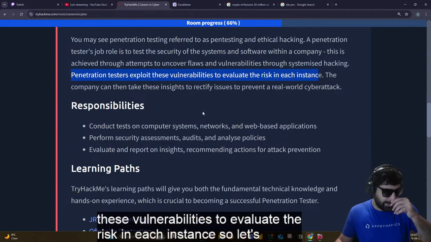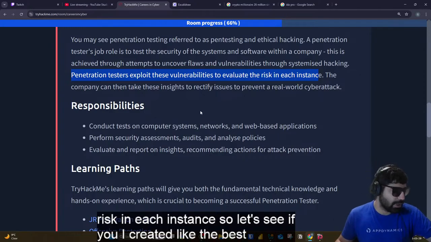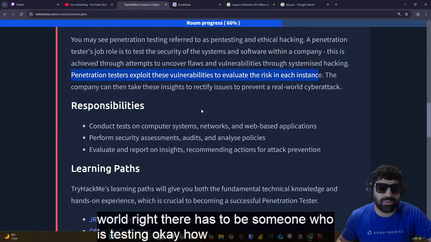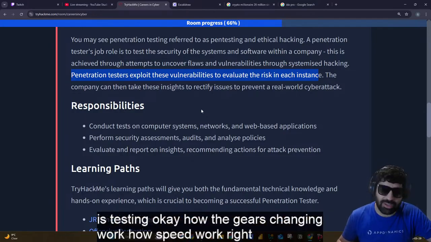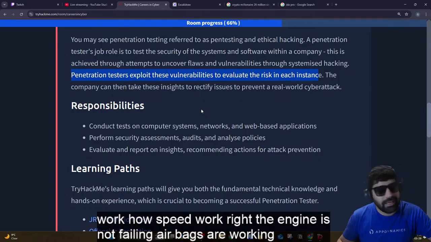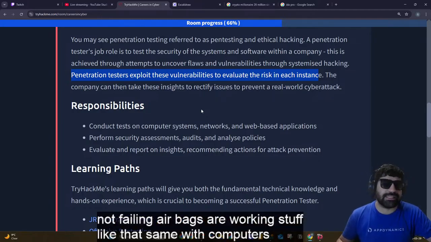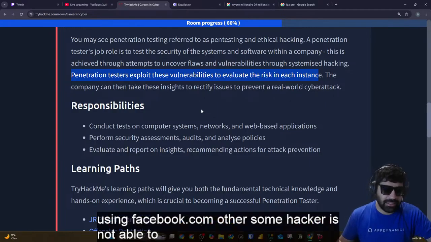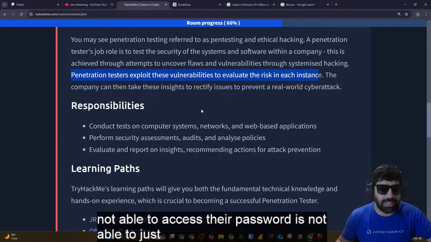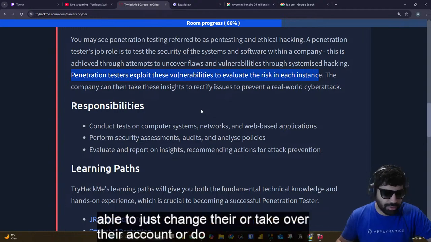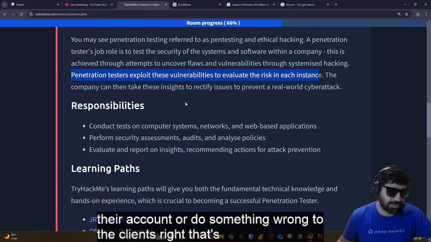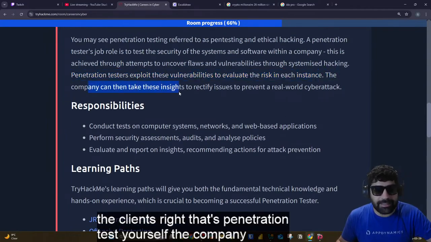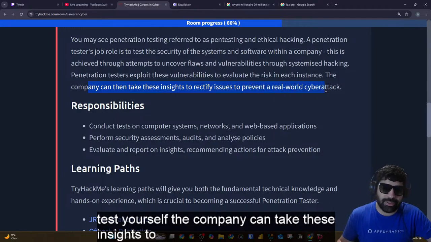So let's say you created the best car in the world. There has to be someone testing how the gear changes work, how speed works, that the engine is not failing, airbags are working, stuff like that. Same with computers. You need to make sure, let's say if somebody is using facebook.com, some hacker is not able to access their password, take over their account or do something wrong to the clients. That's a penetration tester's job. The company can take these insights to rectify issues to prevent real world cyber attacks.